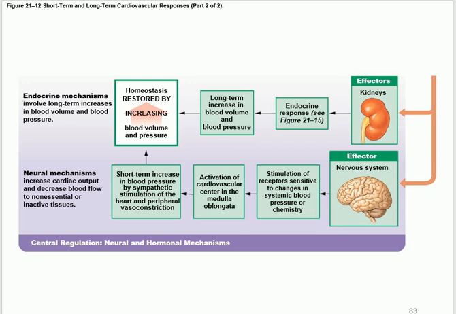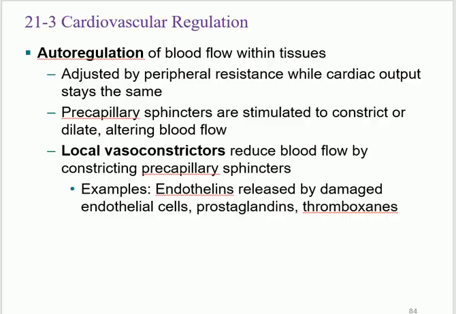Autoregulation is vasoconstriction and vasodilation controlled by blood chemistry. And when I say blood chemistry, I always mean oxygen, carbon dioxide, and the third one is pH. pH is directly related to the carbon dioxide.